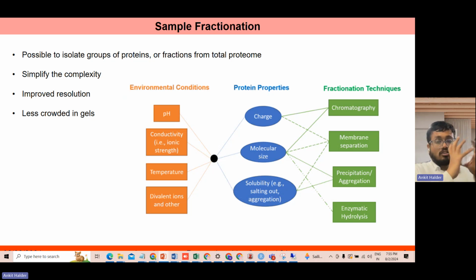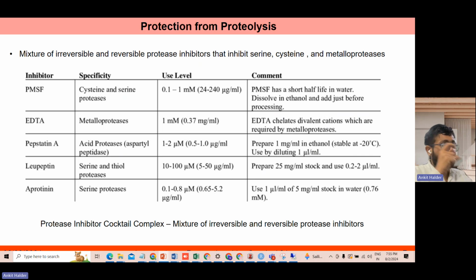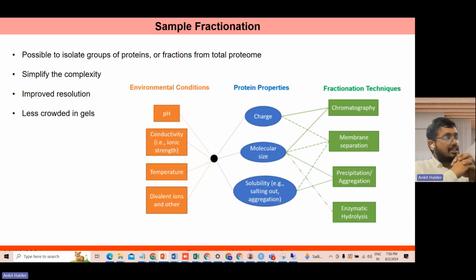Now there are different kinds of protease inhibitors, like EDTA, which chelates out the ions of the metalloproteases, or PMSF and pepstatin, which works on the acid proteases and others. So we need to give a kind of mixture, a cocktail complex, that we talk about. That is a protease inhibitor cocktail, a mixture containing irreversible and reversible protease inhibitors to help our protein remain intact.